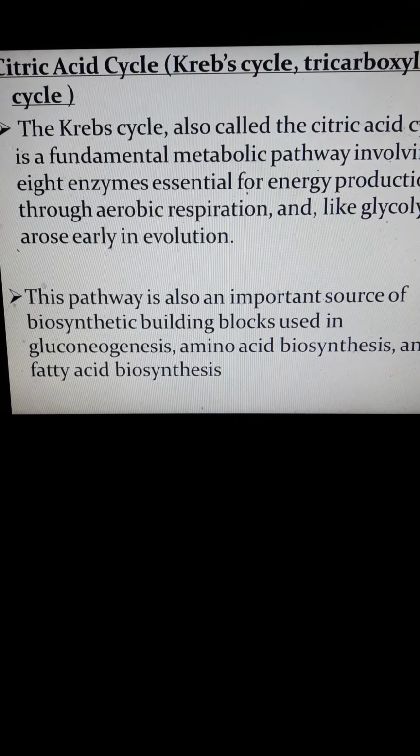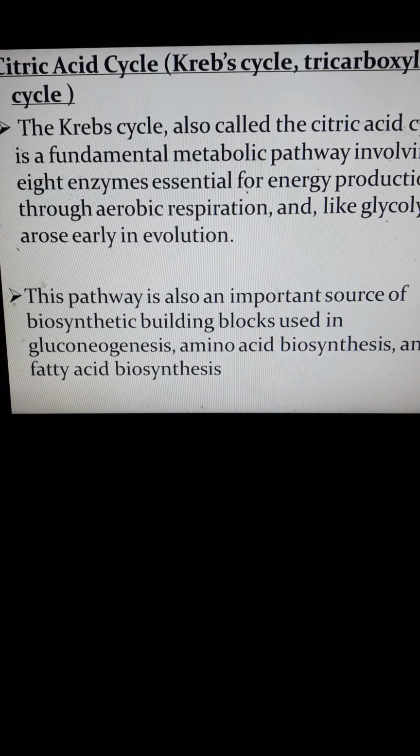Okay, we go now to the citric acid cycle, also known as the Krebs cycle or tricarboxylic acid cycle. The Krebs cycle is also called the citric acid cycle. It is the fundamental metabolic pathway involving 8 enzymes, which is essential for energy production through aerobic respiration, meaning the energy production of the Krebs cycle involves the use of oxygen because it is considered to be aerobic respiration.